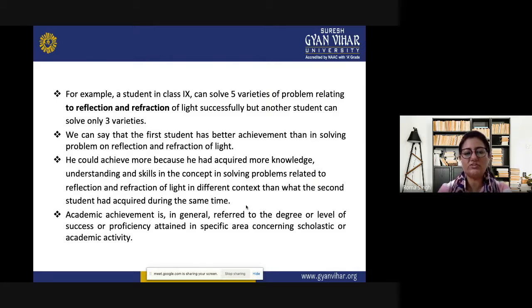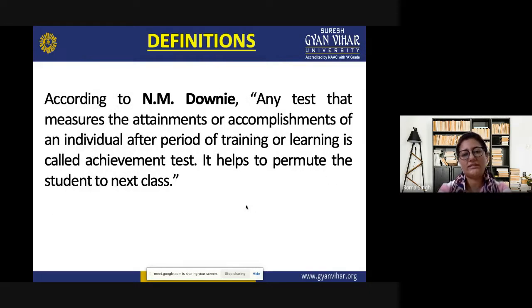So, academic achievement is in general referred to the degree or level of success or proficiency attained in a specific area that could be related to scholastic or academic activity. So let us now take a look at a few definitions of achievement test. According to N.M. Downey, any test that measures the attainments or accomplishments of an individual after a period of training or learning is called achievement test, and it helps to promote the student to the next class.